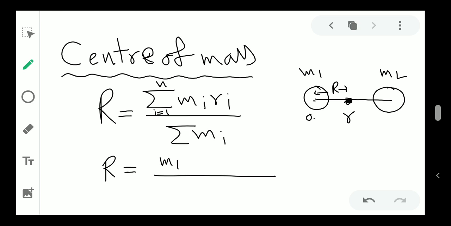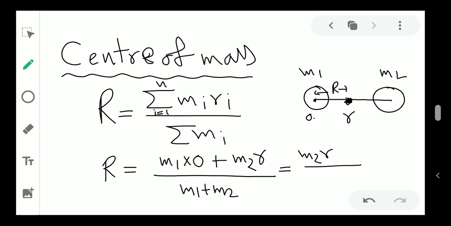Now this is the beginning point, so the distance from this beginning point is 0, so that will be equal to 0, plus m2 and r2. Now you can see that r2 is this r, and then summation of mi means it will be m1 plus m2. So finally I can write this as m2r by m1 plus m2. So this is the way of finding center of mass for a very simple system.